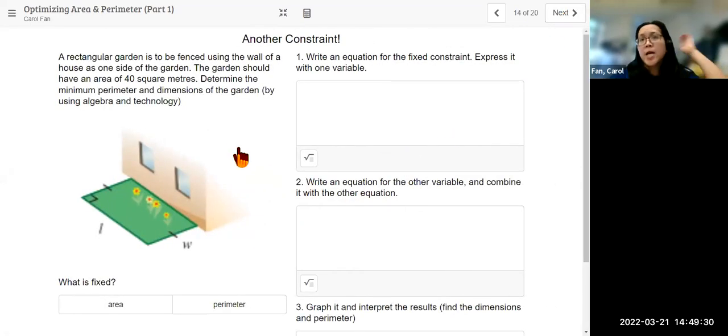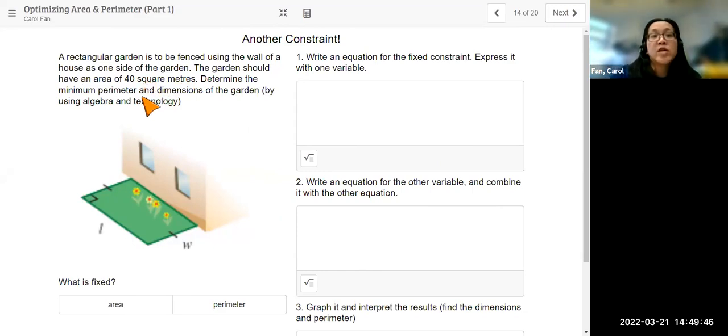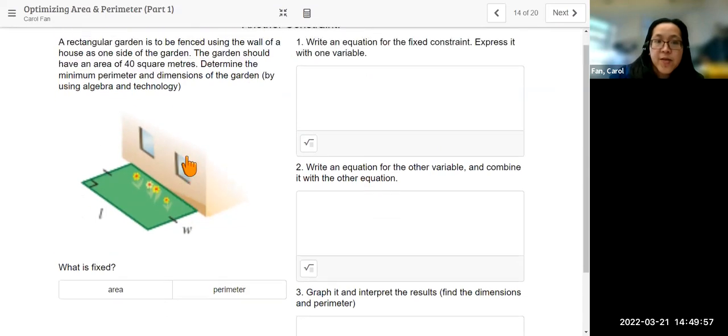Now let's try another question like this. In this question, we have a rectangular garden that has to be fenced in using the wall of the house as one side of the garden. The garden should have an area of 40 square meters. Determine the minimum perimeter and the dimensions of the garden. And we're going to use algebra to figure this out.